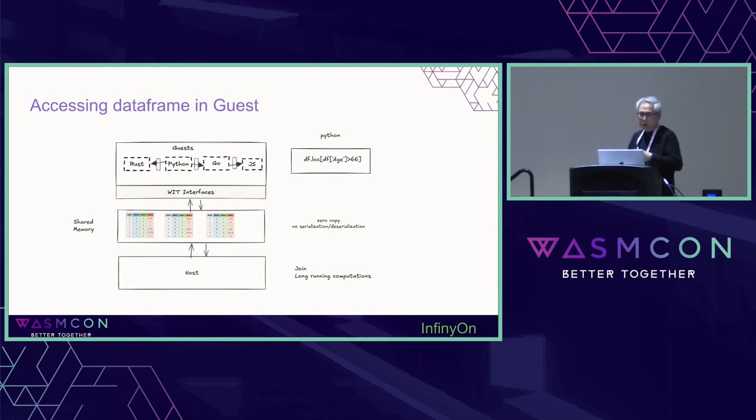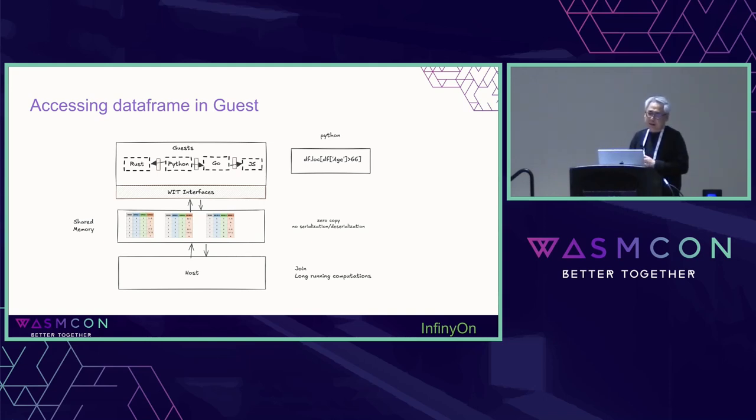Now the question is, how do you access this data frame in our guest? Obviously, one of the first things to explore was, what if we use shared memory? The main thing that drives us is that we want to make the user experience as seamless as possible. If somebody from the pandas world wants to use the data frame, they are already familiar with those data frame APIs. If somebody wants to use Rust or Go or even JavaScript, they should be able to bring their own data library. So the simplest approach is to bring that memory into the guest.